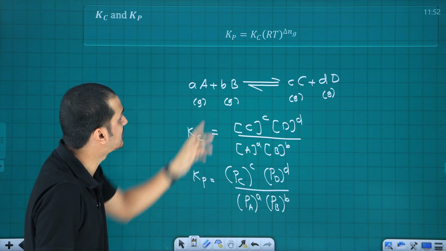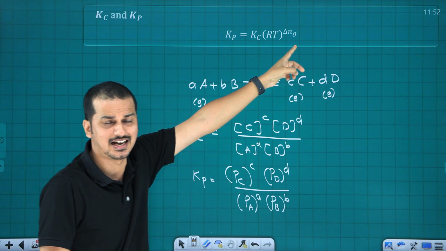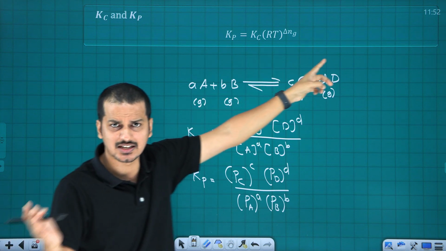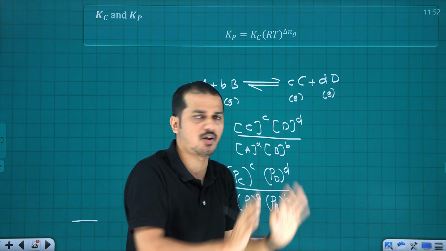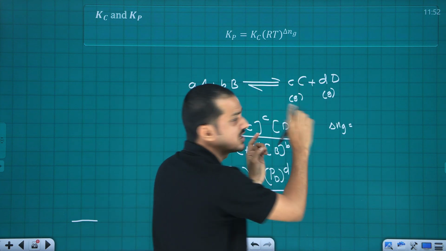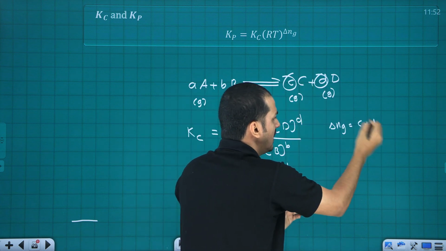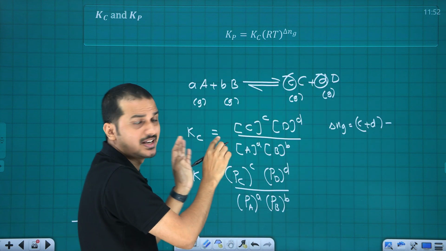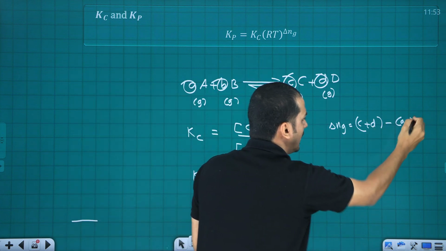The Kp and Kc relation is Kp equal to Kc into RT raised to delta Ng. What is delta Ng? That we discussed in thermodynamics: number of moles of gaseous products minus number of moles of gaseous reactants. So here delta Ng is c plus d minus a plus b. This is the idea.